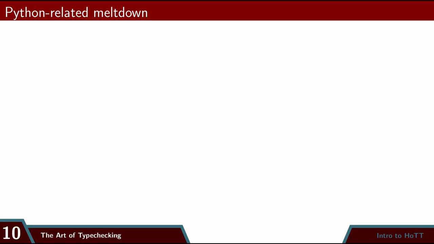To see what problem type theory solves, let me do an example in the programming language Python. Let me be clear, I do like Python, and it's good for a lot of things. But there is one key shortcoming of Python, which hopefully this example demonstrates.